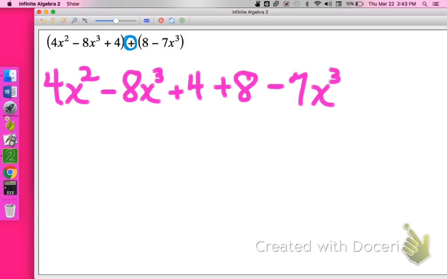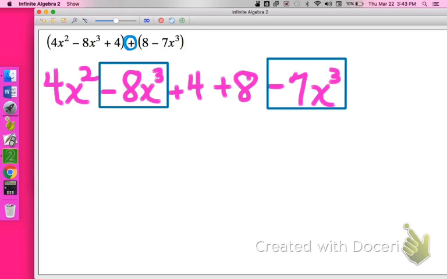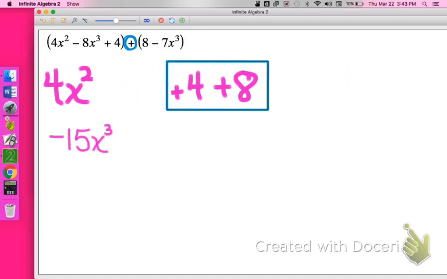You inspect your row to see if you have anything that's the same kind. And it looks like I have 2 right here that are the same kind. I have negative 8 copies of x cubed, minus 7 copies of x cubed, and when I put those together I get negative 15 copies of x cubed. You can either cross those out or erase them. I choose to erase them because it kind of lets you see things a little bit better. And now I can put these 2 together, and that gives me 12.